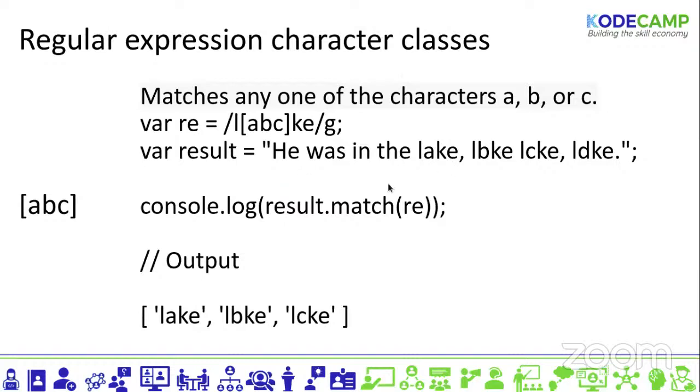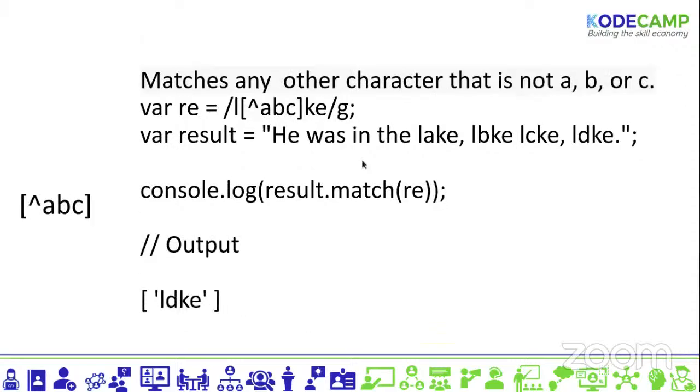I've explained this. Now, what if you want to check if the pattern doesn't have the letters inside the square bracket? Let's say, for example, you have L and you have KE here, but the string between L and K should not have A, should not have B, should not have C, but it can have any other letter. If you want to test for that, this is how you do it.